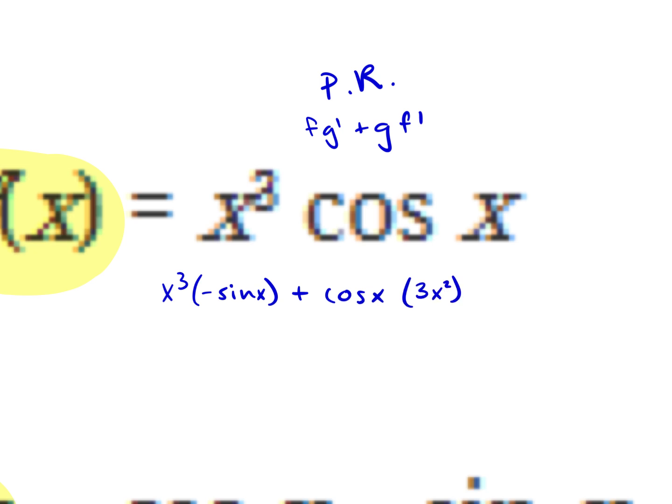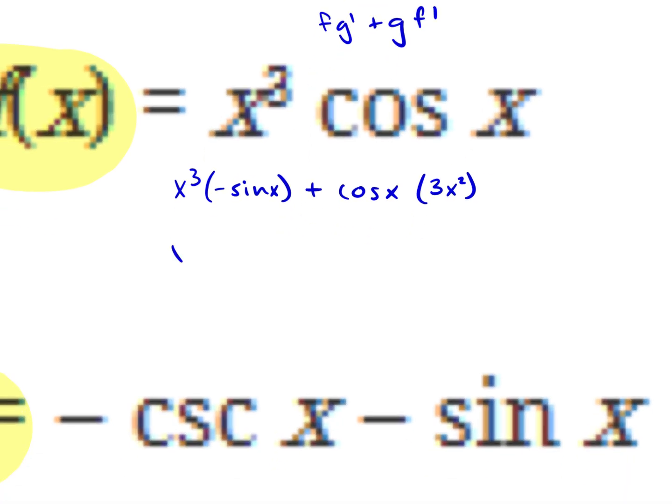Perfect. Now the answer could take out a GCF. It might not, so just pay attention to the answer choices. If we were to take out a GCF, it would be x squared. So we'd be left with negative x times sine of x plus 3 times cosine of x. Questions here?